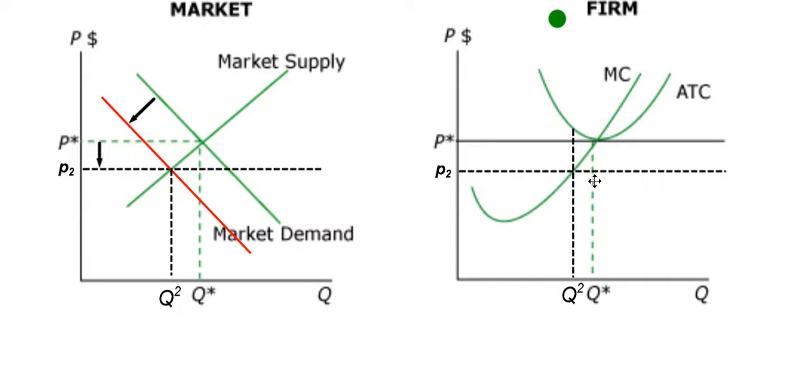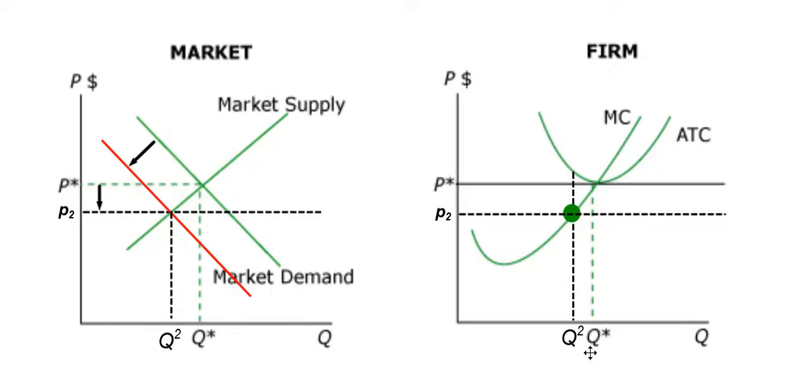At this point right here, where marginal cost equals price, that's going to be their new level of production. So they're going to move from Q star to Q2.